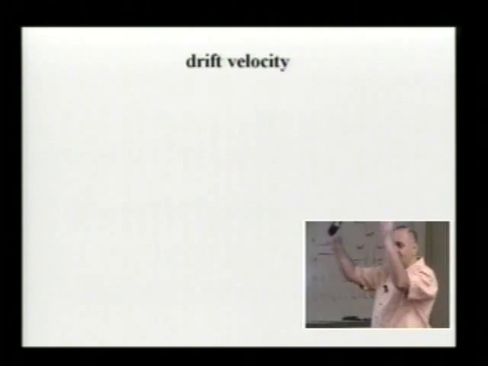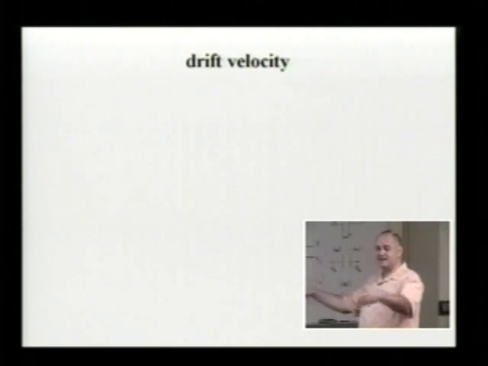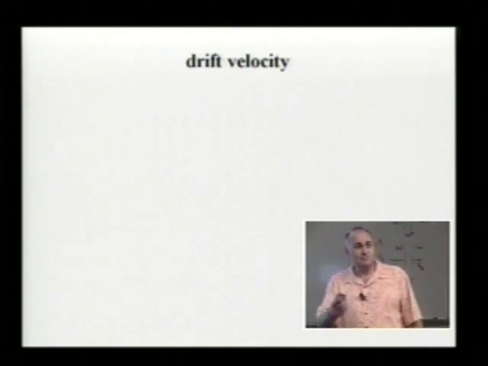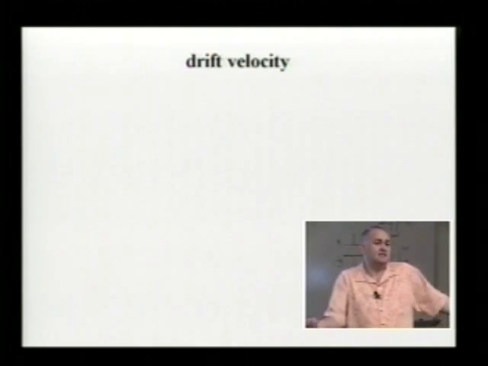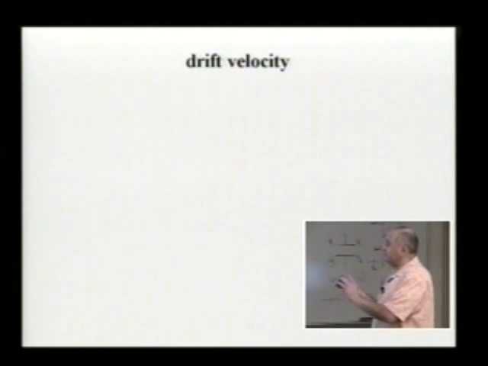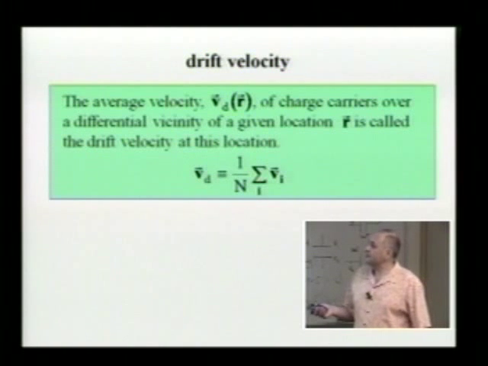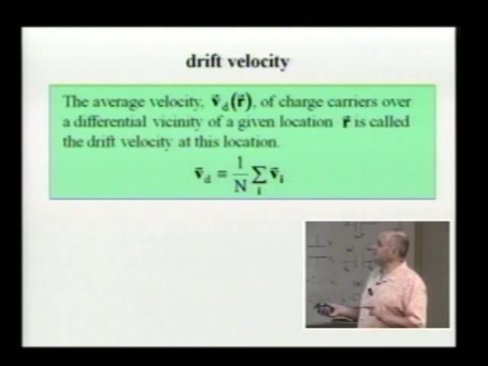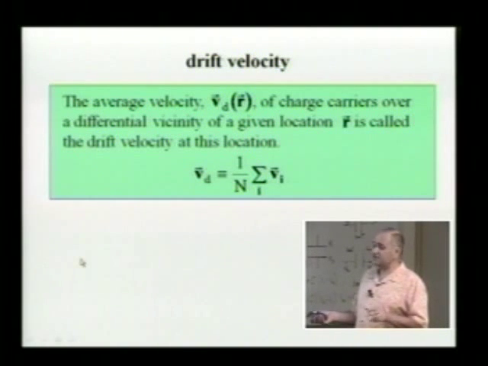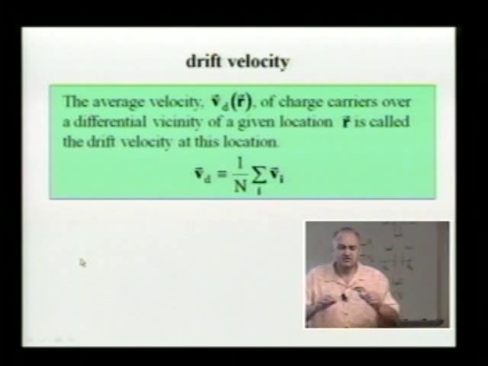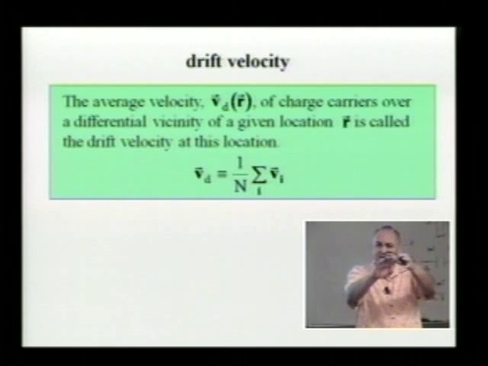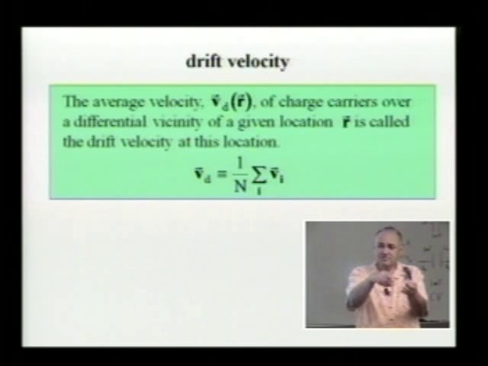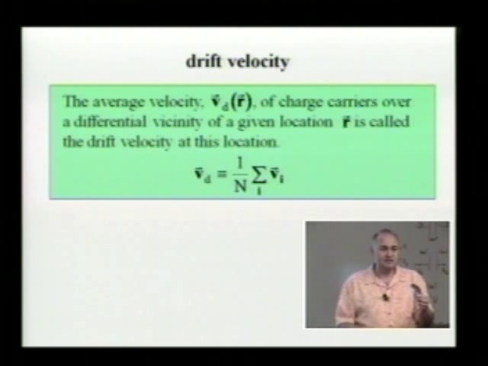If you have a crowd of people at a St. Patrick's Parade, that crowd of people moves with a certain velocity, even though everybody moves kind of randomly. By definition, in order to determine drift velocity, I have to consider a relatively small space and find the average velocity of the objects within that space.